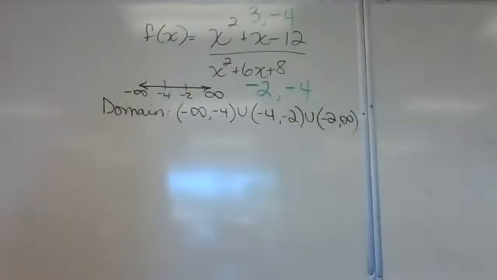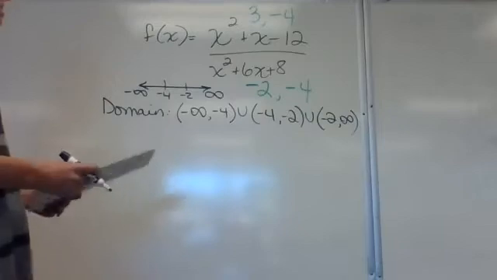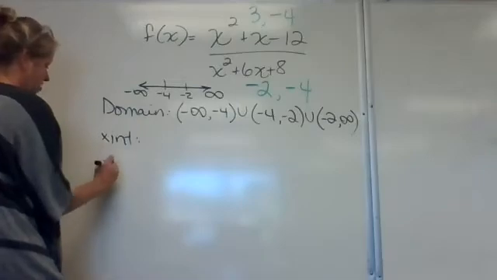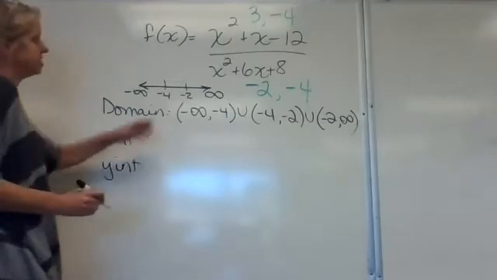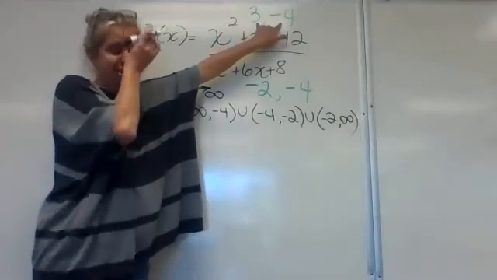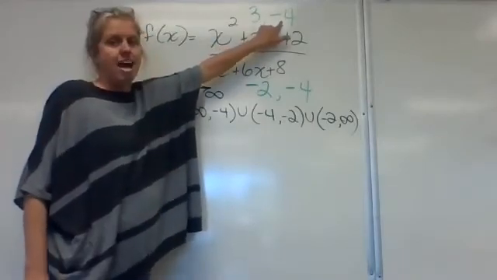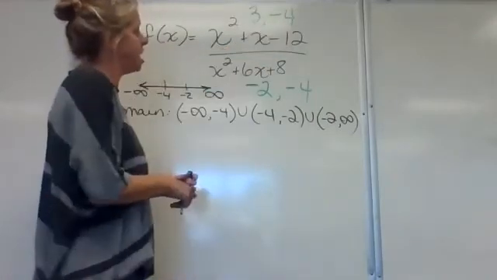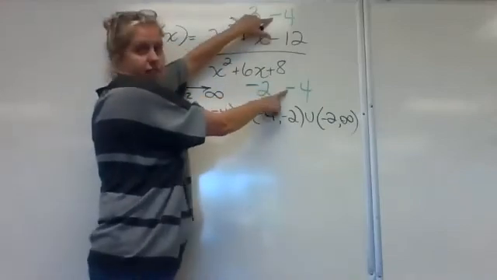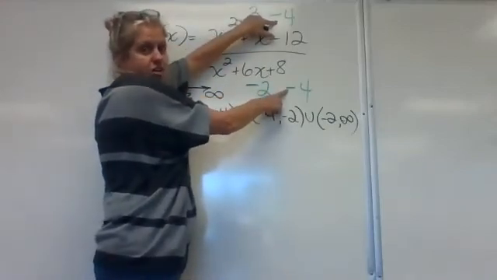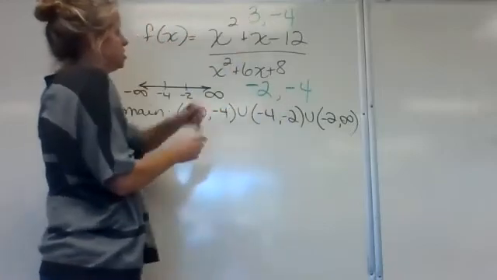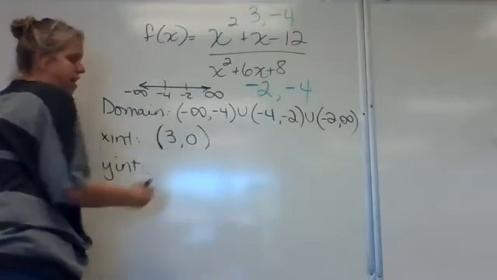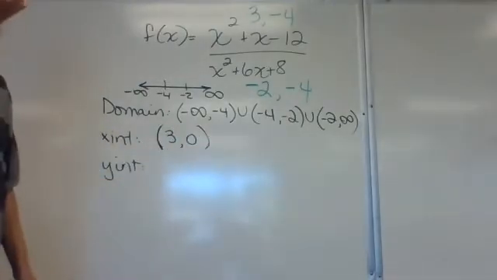So there's my domain. All right, what are the x-intercepts? Again, now we're going x-intercepts and y-intercepts. X-intercepts are the zeros of the numerator, 3 and -4, as long as they're not also zeros of the denominator. So which one of these is not a real x-intercept? The -4 isn't, because it's also a zero of the denominator. So the only x-intercept is at +3. When you type it in, you have to type it in as an ordered pair, (3, 0).